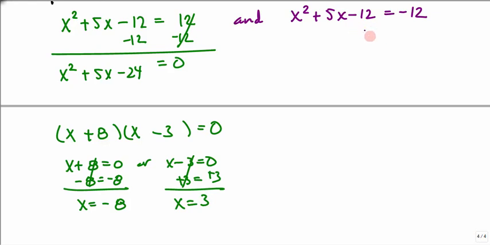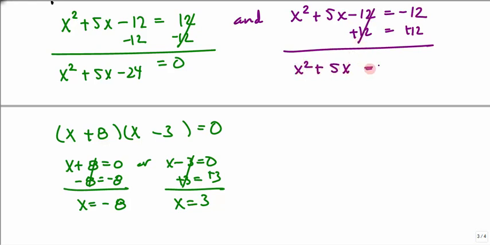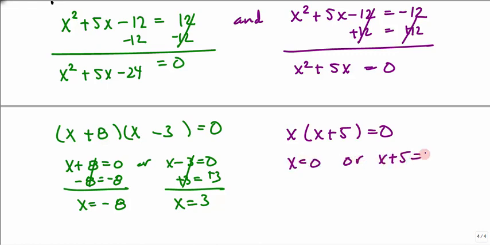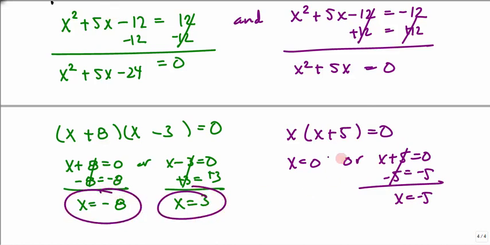Now over here on the right-hand case, I'll add 12 across, plus 12 plus 12, so I get x squared plus 5x. These cancel over here, equals 0. Now I can just go ahead and factor out an x, using the greatest common factor, and I get x equals 0, or x plus 5 equals 0. Here we'll have to subtract 5 from both sides, and I get x equals negative 5. So my four solutions are negative 8, 3, 0, and negative 5.